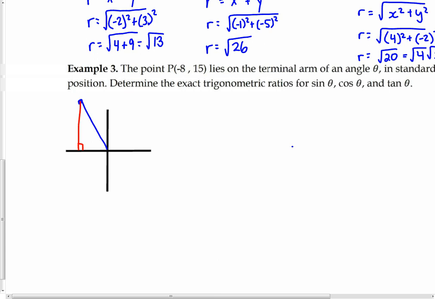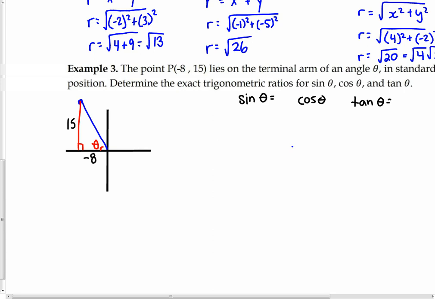Now this angle theta, is that our rotation angle or our reference angle? The one that's made with the x-axis and the terminal arm? This angle here. That's what we call the reference angle. Okay, so what's the x value? -8. Y is 15. Now it wants us to find the ratios for sine, cos, and tan. Sine theta, cos theta, and tan theta.